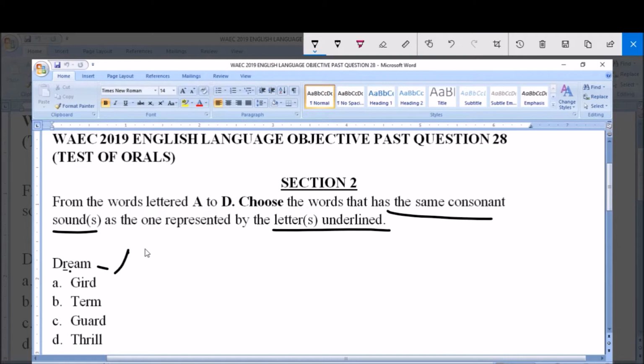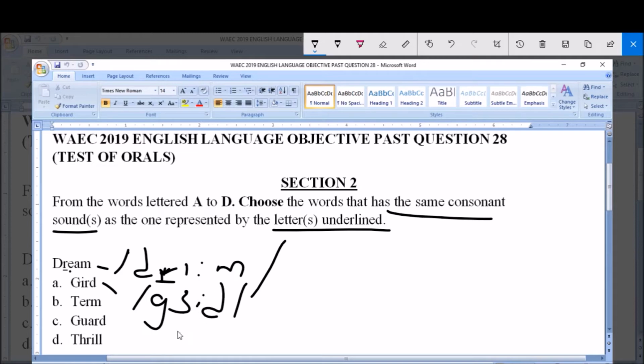So dream is transcribed this way. So this is the R consonant sound, then long E, so dream. So you can see that this is the consonant sound. So option A, gird, is transcribed this way. Gird. Option B, term, is transcribed this way.